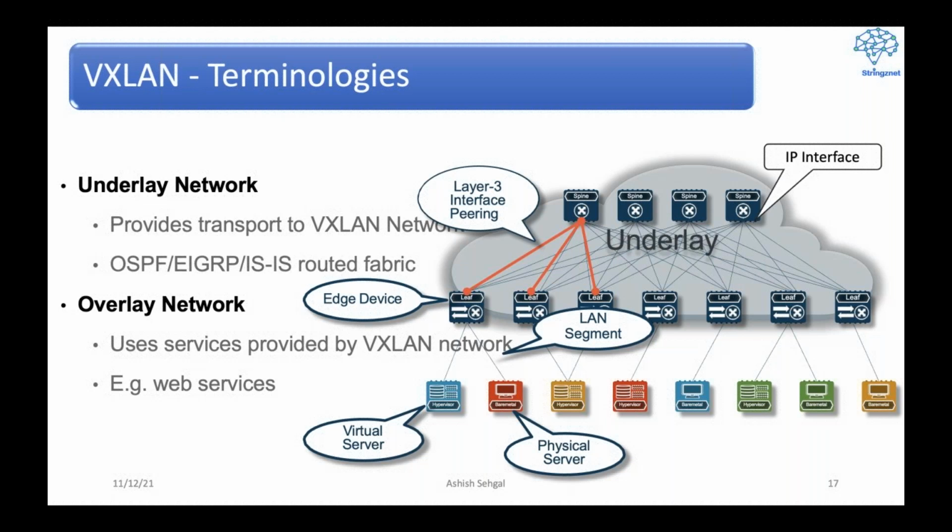Any question? Please, yeah. Why OSPF, EIGRP, and ISIS? Why not BGP? Is there any reason? Okay. Well, BGP we do use. We do use BGP, but not for the underlay purpose, but for the overlay purpose. And the variant of BGP which we use is called MP-BGP.